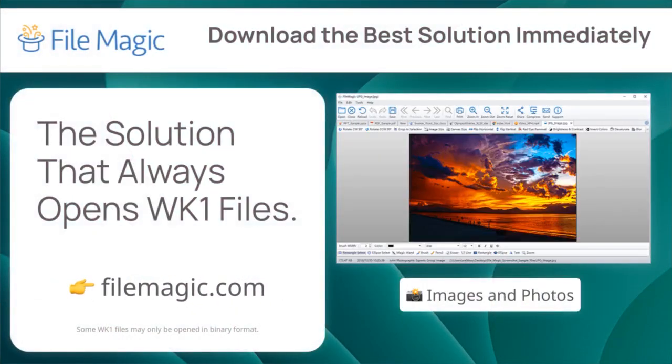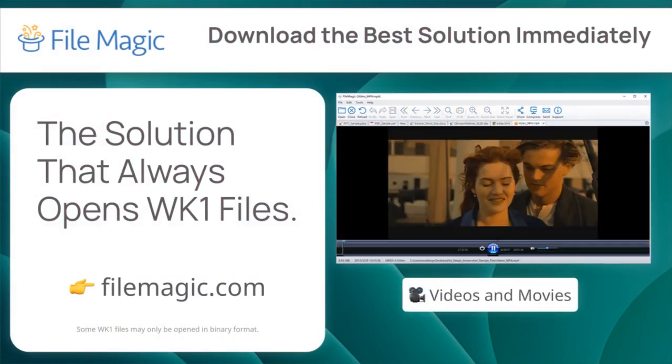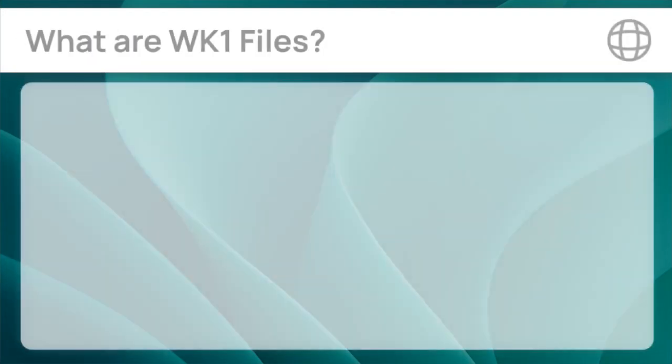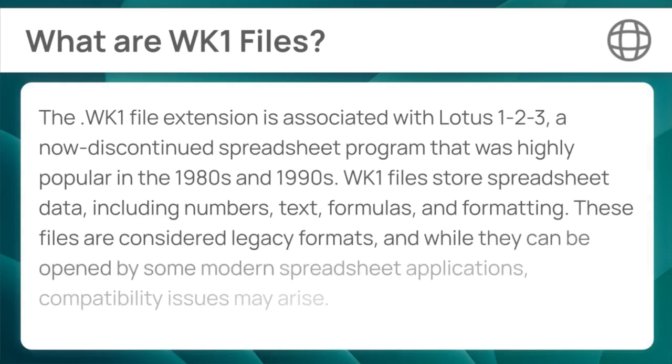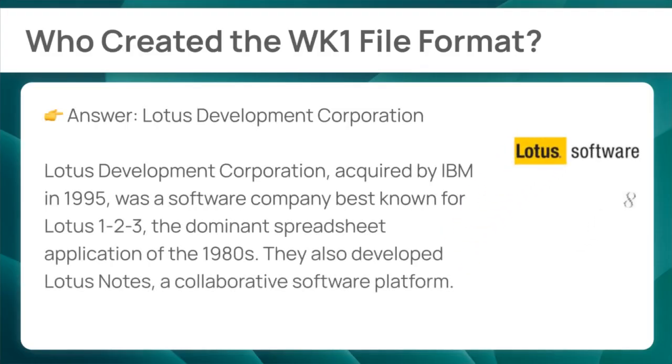We will demonstrate the power of a single WK1 file inspection application that effortlessly manages complex troubleshooting across all file formats. The WK1 file extension is associated with Lotus 1-2-3, a now discontinued spreadsheet program that was highly popular in the 1980s and 1990s. WK1 files store spreadsheet data, including numbers, text, formulas, and formatting. These files are considered legacy formats, and while they can be opened by some modern spreadsheet applications, compatibility issues may arise.